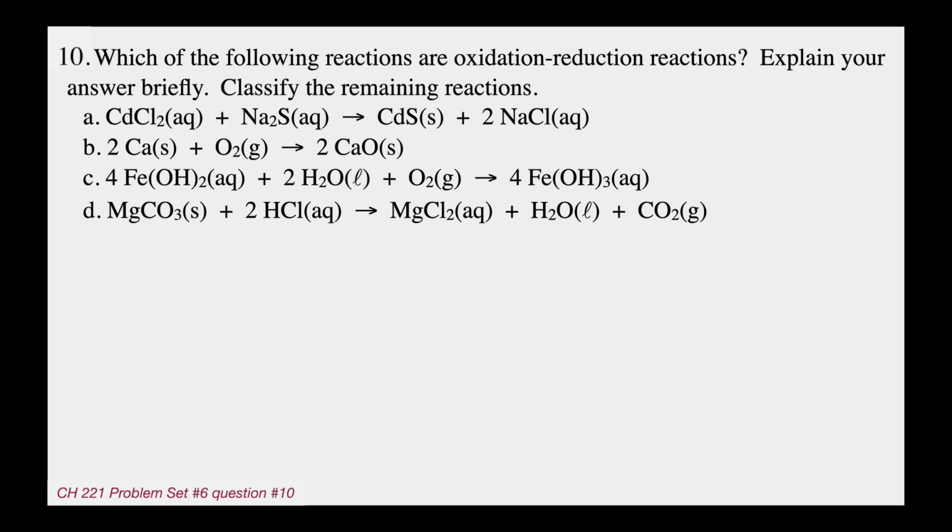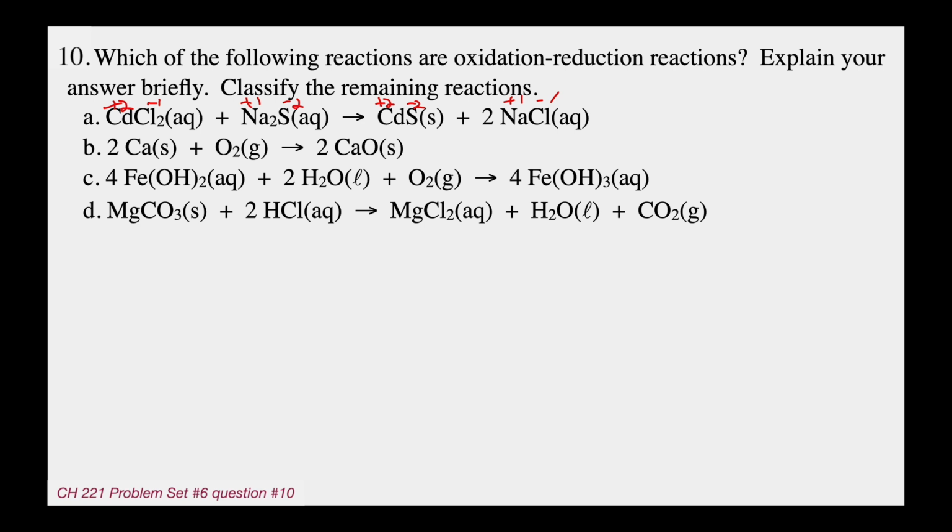So bear with me here, and I'm going to do this kind of fast. Chlorine, almost always -1, and there's 2 of them, so cadmium, +2. Sodium, almost always +1. Sulfur here is going to be -2. Cadmium sulfide on the product side, +2 and -2 sulfide. Sodium, +1 and -1 chloride.